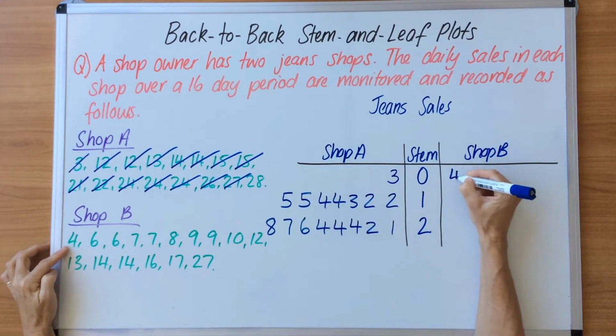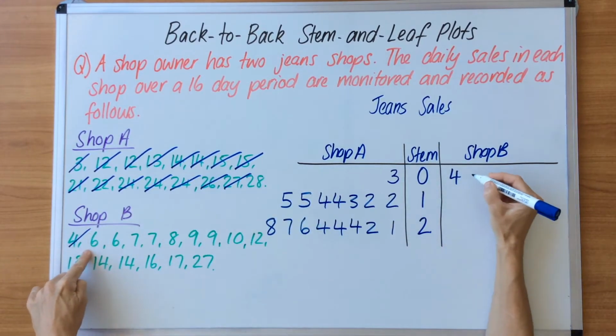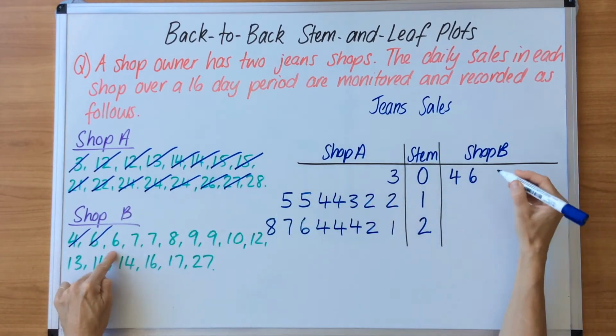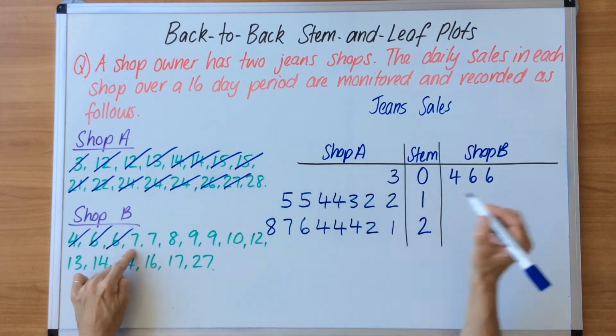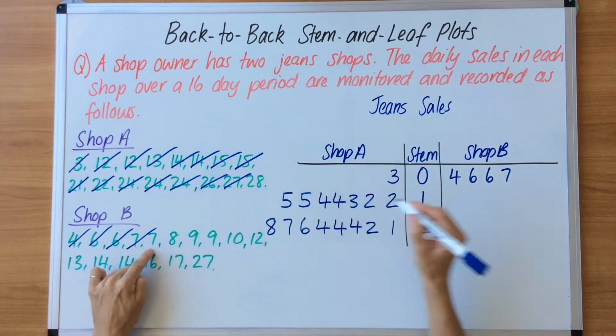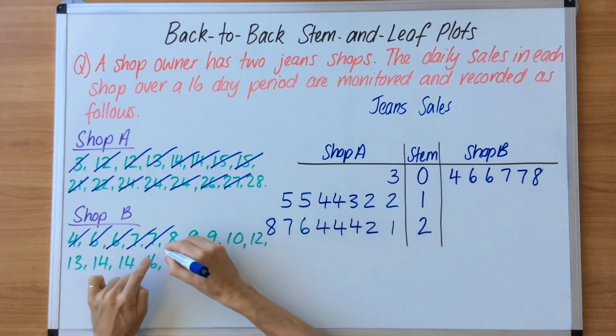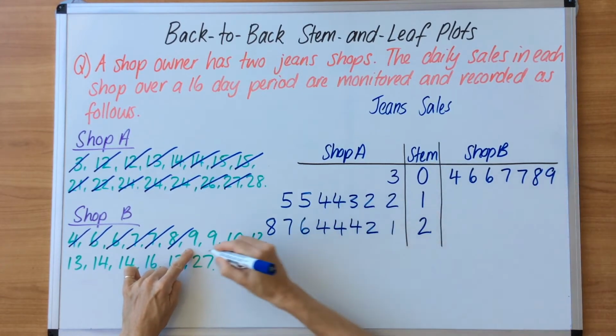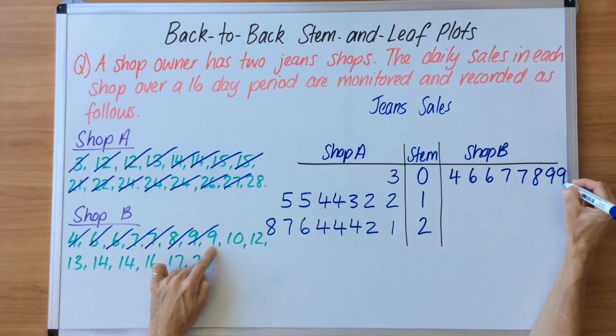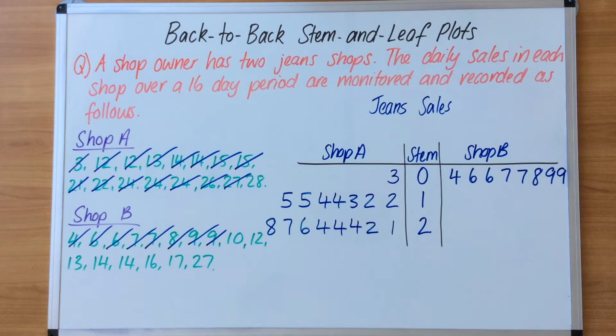So we'll start with 4, 6, 6, 7, 7, 8, 9, and 9. Yeah, definitely running out of room here. So make sure you do the right thing in your book and space things accordingly.